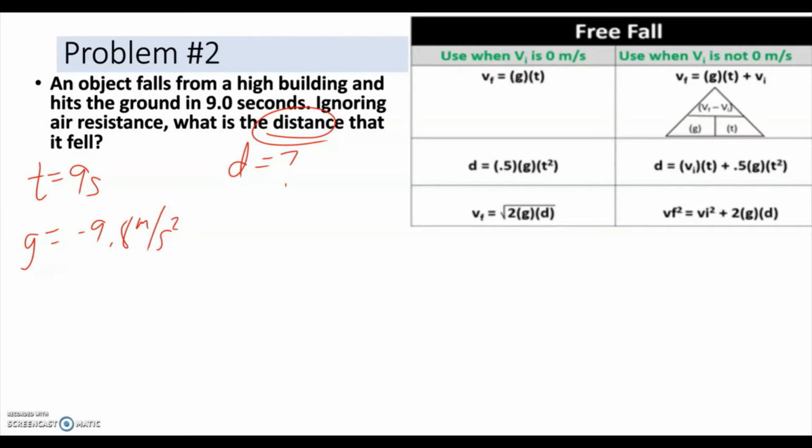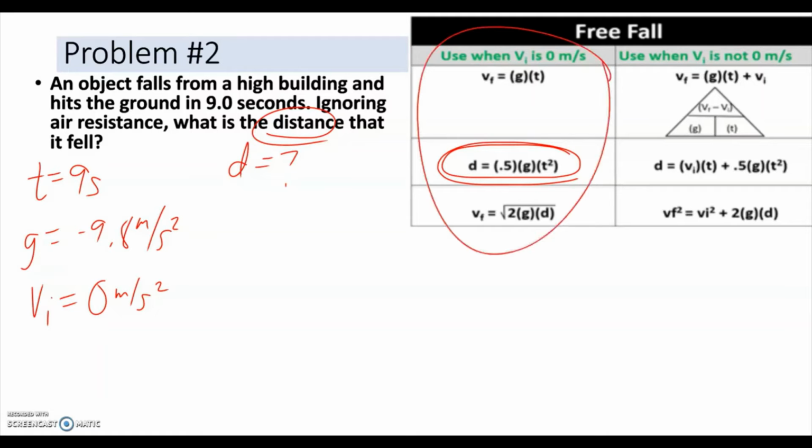So because we have time and gravity, and we're looking for distance, we have to use this equation. And I'm using the equation on the left-hand side because, again, it doesn't tell us that there's an initial velocity. The initial velocity we assume is 0 because it doesn't give us an initial velocity. We assume the object is dropped. So that means we could have used any equation on this left-hand side, but because we're looking for the distance, it has to be this middle one.